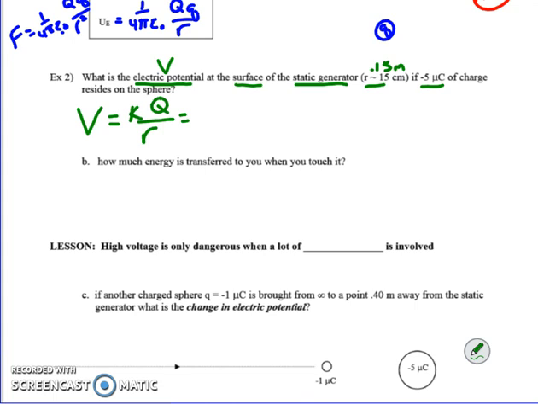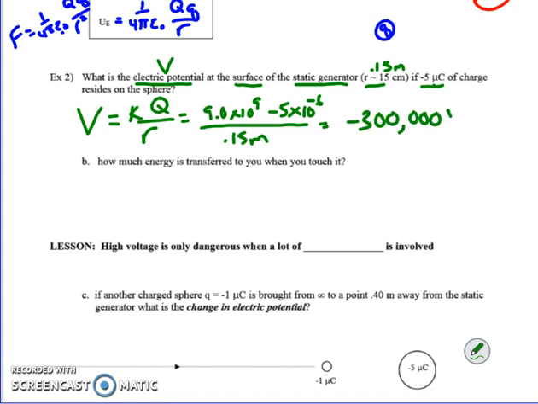Okay? K is 9E9 units. Q is the charge of the sphere that's giving rise to the field, so that's negative 5. Note that I have to put in a negative 5 in there, times 10 to the negative 6 coulombs. I won't bother with units. And divide it by the distance. I convert it to meters, 0.15 meters. I'm not squaring it. Okay, punch this out in a calculator. The negative is retained, and I get negative 300,000 volts.